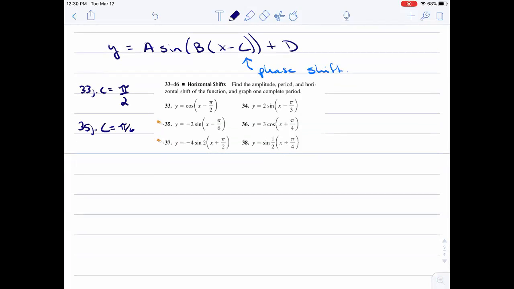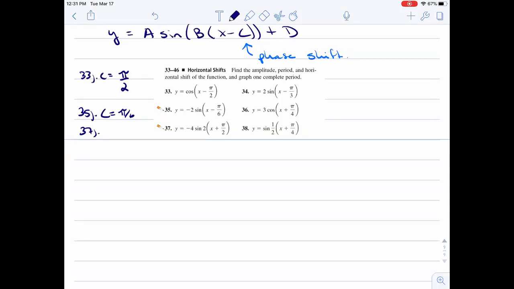So it's not negative pi over 6? No, yeah, that's the confusing part, because it's got that negative built in. So in fact, if we get a positive, then our c is negative. So that's when we move to the left.